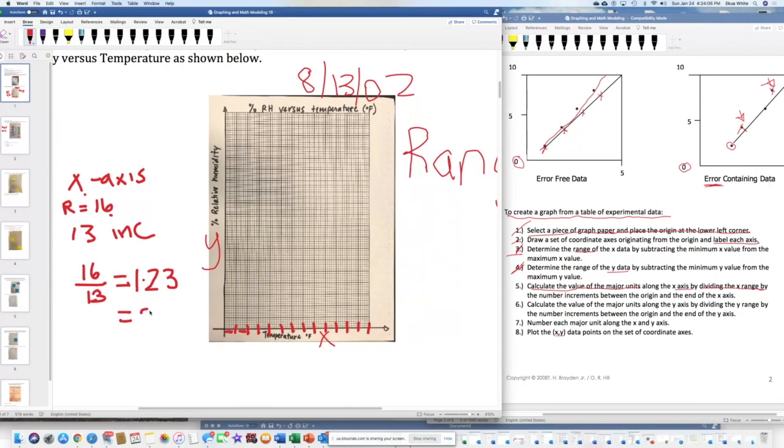Now, if you use a very, very, very big number, it will make your graph very small. It will look like ants together. You don't want to do that. You want to use as much of your graph paper as possible.